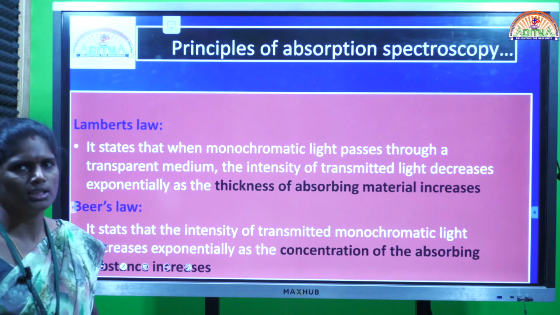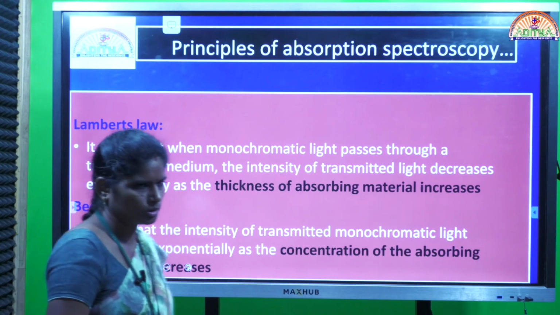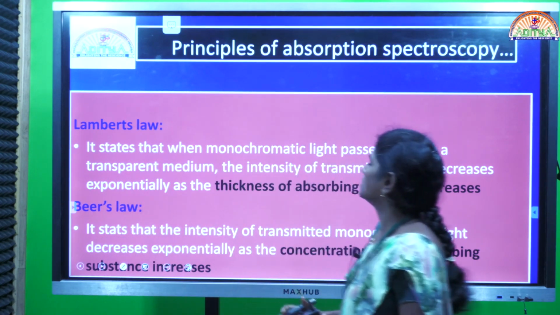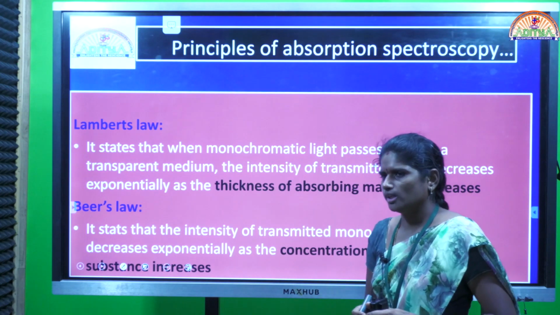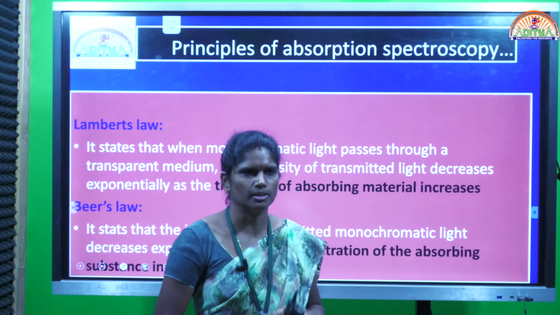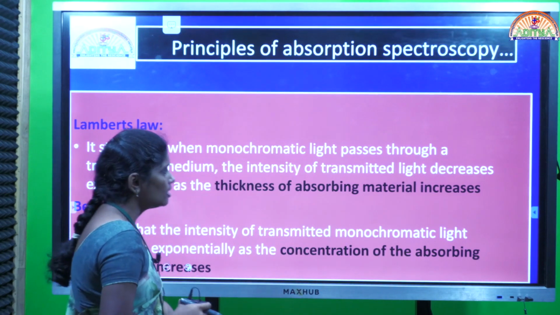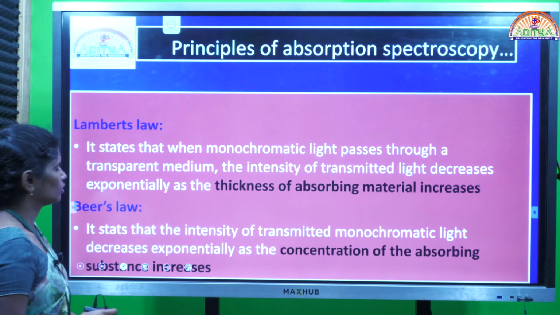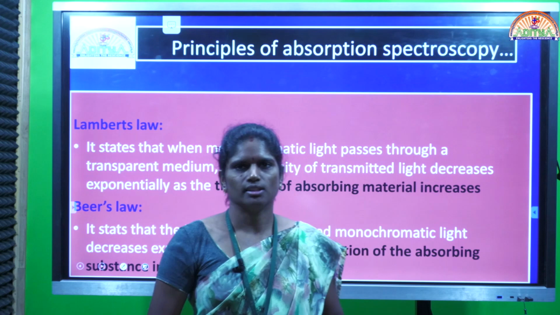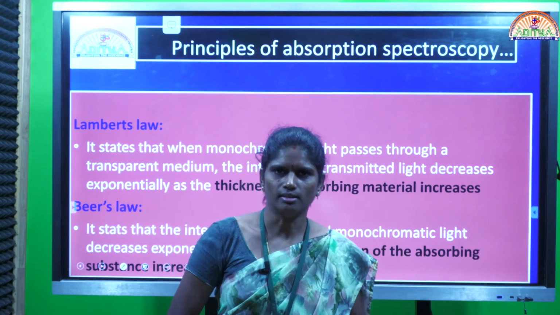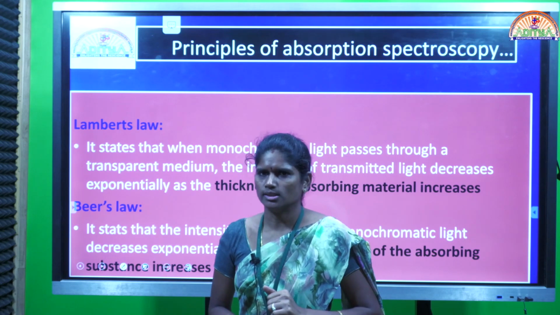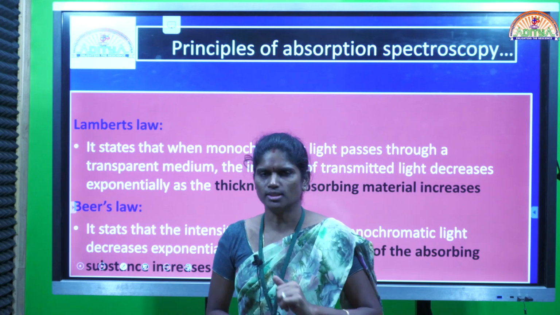And here we have the basic principles of absorption spectroscopy. Absorption spectroscopy is mainly dealing with the measurement of radiation absorbed by the sample molecules or sample atoms. In this case, we have two important laws which relate the sample concentration and the absorption of radiation, along with the path length or the distance travelled by the radiation through the sample solution.